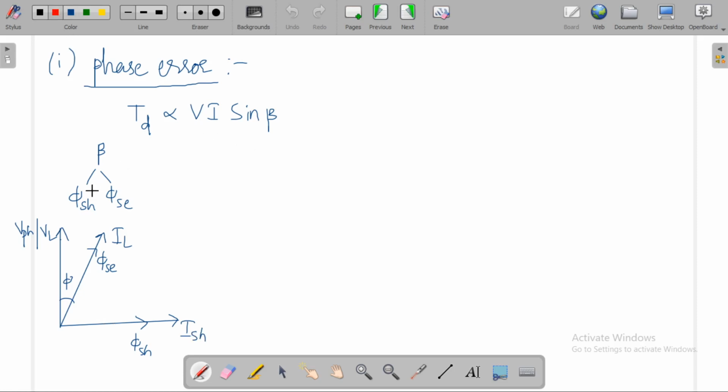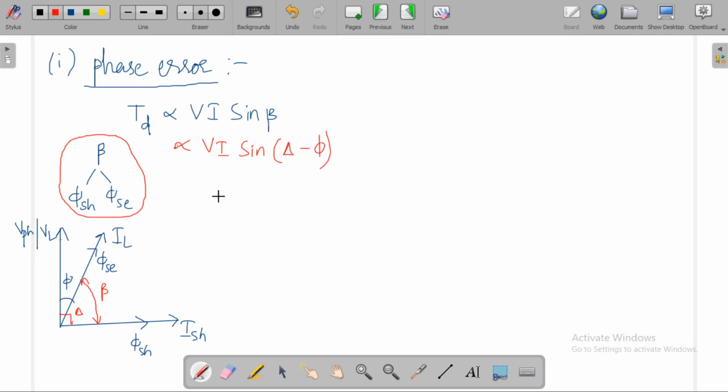The angle between phi SH and phi SC is beta. The angle between V phase and ISH is delta. So TD is directly proportional to VI sine beta. What is beta? Beta is delta minus phi.